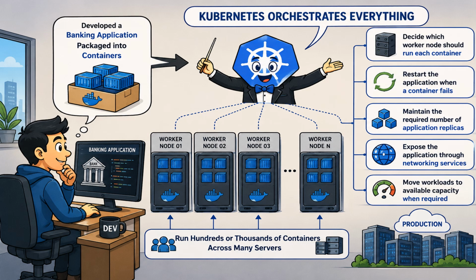Before moving into BOSH, let's understand why VMware and Pivotal needed Kubernetes in PKS. There could be some reason, right? Let's take an example, just imagine that we have developed a banking application and packaged that application into containers. That application is running inside the container. In production, we may need to run hundreds or thousands of containers across many servers, and somebody has to decide which worker node should run each container, restart the application when the container fails, maintain the required number of application replicas, expose the application through networking services, and move workloads to the available capacity when required. So here Kubernetes provides the container orchestration capability.